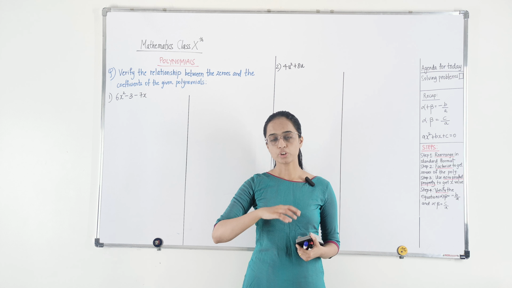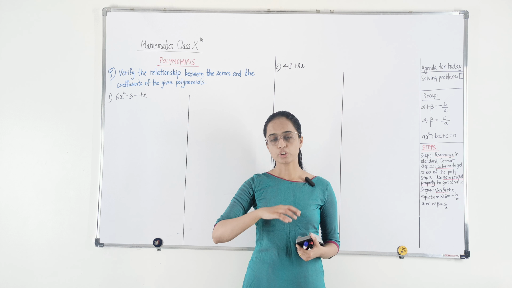Then step number 3 is you have to use the zero product property to get the x value. Now what is the zero product property? You might not have heard about it, but you have often used it in factorization problems. So we will see what exactly the zero product property is and where you have been using it since your previous standards. Then finally, after getting the values for x, you are going to verify the equations.